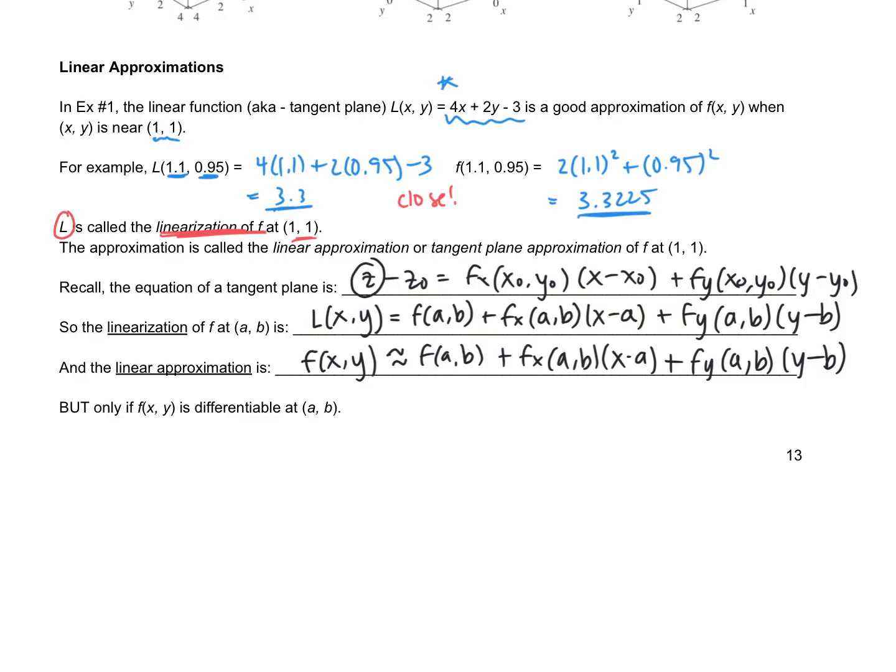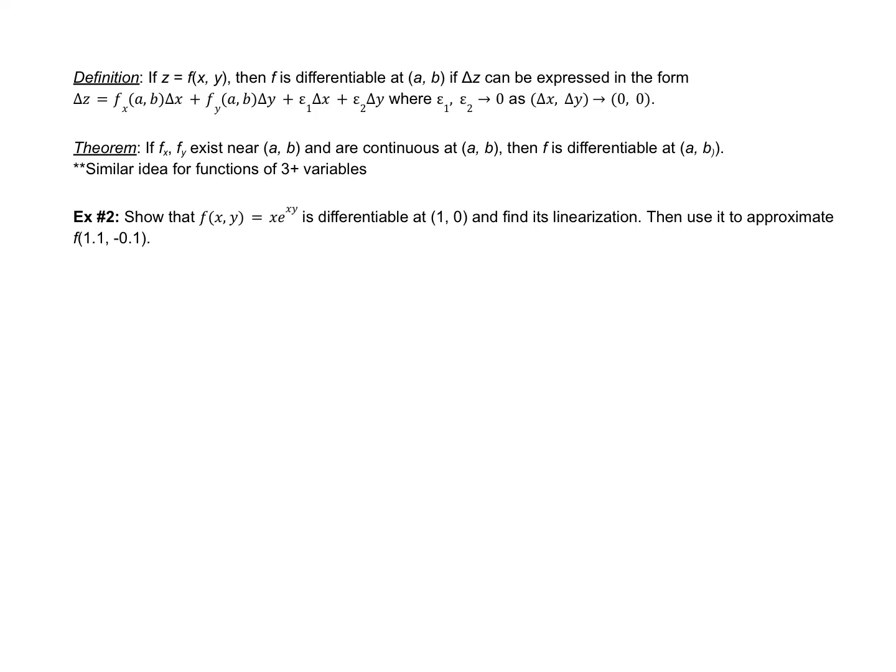So your next logical question should be, how do I know if the function is differentiable at a specific point? And that's what we're going to look at next. Okay, at the top, definition. If we have z is some function of x and y, then f is differentiable at a, b if delta z, so the change in z, can be expressed in this form.